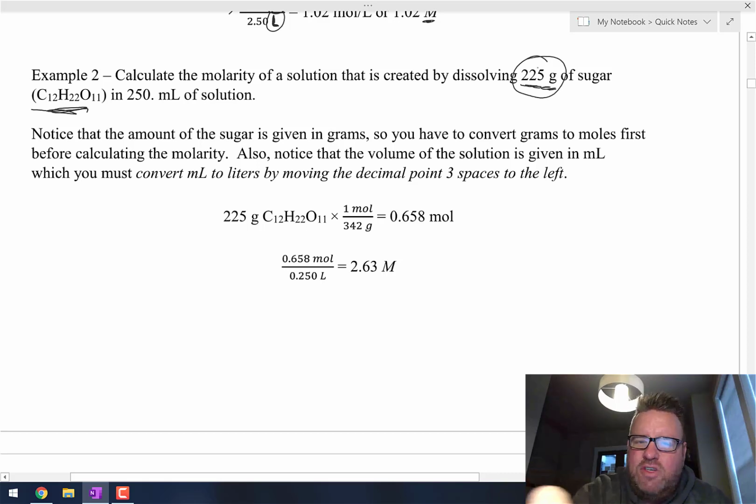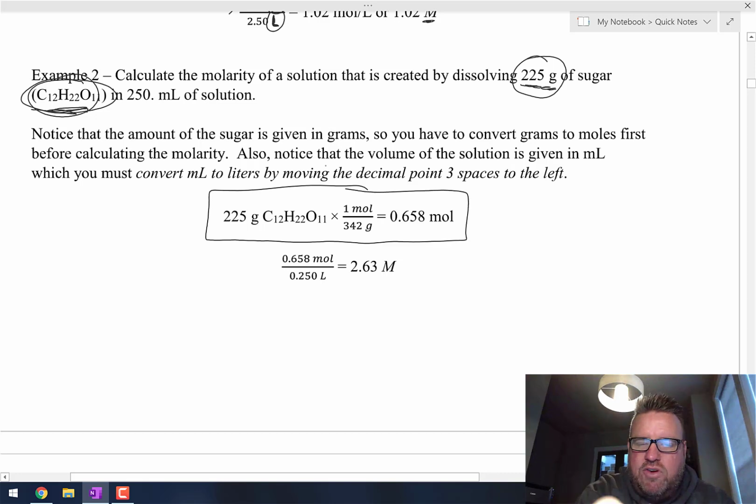And then the first thing you have to do is use the molar mass of sugar, which you've got to figure out, and convert that to moles. So you can see that's the first thing that I did here. I took my 225 grams, and then I had to go to the periodic table and figure out the mass of C12H22O11, and it's 342. So I took 225, divided by 342, and converted to moles of, again, this sugar or sucrose. So I have 0.658 moles of sucrose.